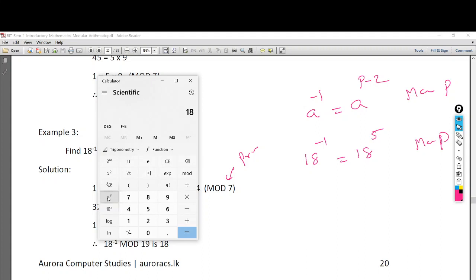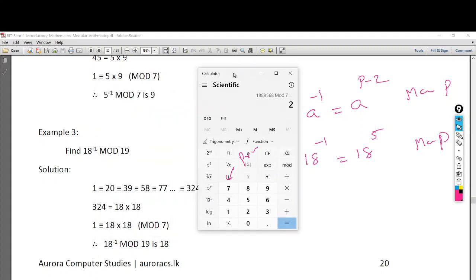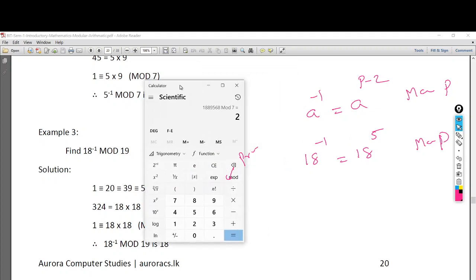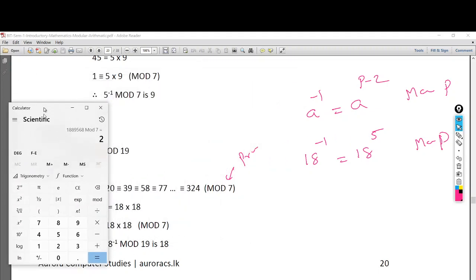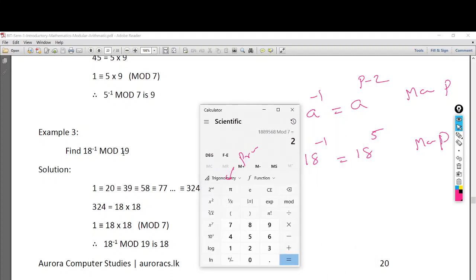18 to the power 5, that huge number. Then mod 7, which is 2, right? Which is why is that? Sorry, not mod 7, mod 19, right? So I made a mistake here. So this should be mod 19. So I have to redo it. So there's a small printing mistake here.